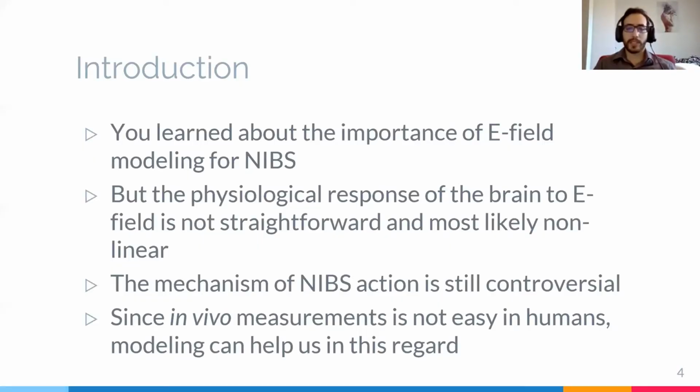Just a quick introduction. So far, you've learned a lot about the importance of electric field modeling in non-invasive brain stimulation. But one thing that is missing is that there is no direct, straightforward physiological relationship between electric field and neuron activity. And even those relationships are typically non-linear. Because the brain is pretty complicated, we still don't have a clear understanding of the mechanism of NIBS, especially because in vivo measurements in humans are pretty challenging. Modeling is one of the tools that can help us greatly to understand what is going on at the neuron level when we apply NIBS.